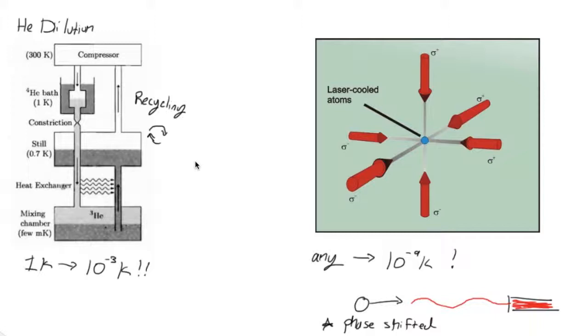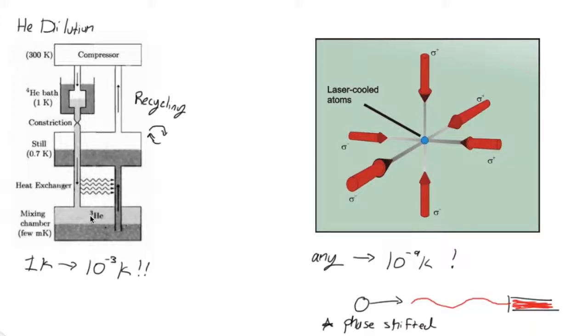We can easily reach 1 Kelvin by pumping away the vapor from liquid helium boiling at 4.2 Kelvin. This decreases the pressure, which keeps the boiling point going lower and lower. This becomes impractical at 1 Kelvin, so that's where the helium dilution refrigerator comes in.